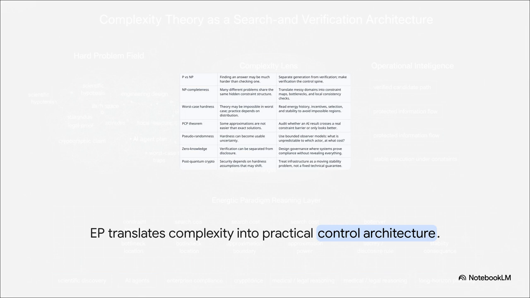EP acts as a translation layer. It takes the abstract realization that finding an answer is harder than checking an answer, and it operationalizes it by physically separating the generation of ideas from the verification of them. It turns NP-completeness into practical constraint mapping. It takes pseudo-randomness and turns it into bounded observer models. EP is the bridge. It turns abstract computational theory into a working, breathing governance model for AI and complex systems.